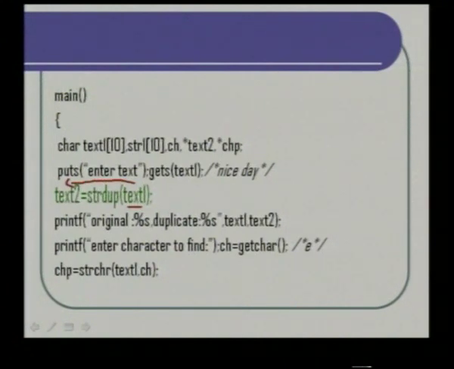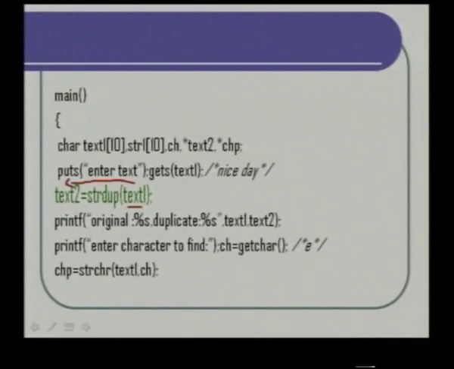to text2. What is text2? It is a pointer variable. So, this text1 will get stored in this memory location which is held by text2. To access this value I have to use this pointer text2 to see whether this value has gone to that memory location. So, what I am doing? Printing of original string and duplicate string.